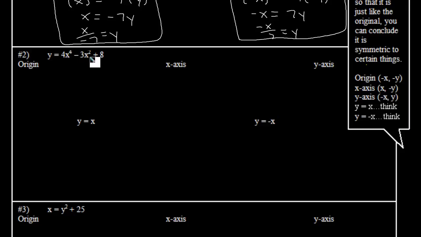We have y equals 4x to the fourth minus 3x squared plus 8. So is it symmetric with respect to the origin? Well, to figure this out, we are going to put in a negative x for x and a negative y for y. We're going to simplify it and see if we get the same as the original. So we have negative y equals 4 times negative x to the fourth minus 3 times negative x squared plus 8. Pause the video for a second, simplify this and see what you get.